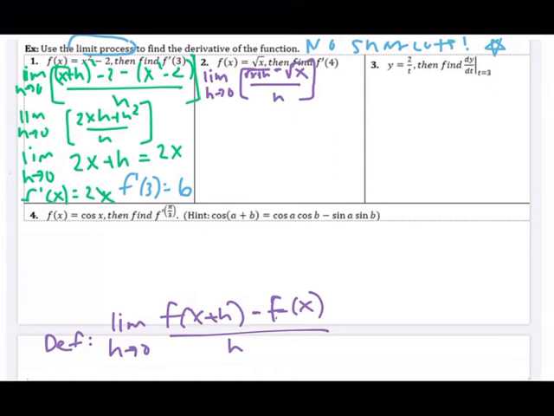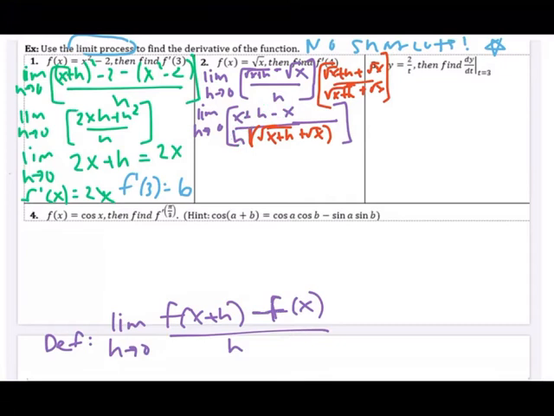So the setup: the limit as h approaches 0 of the square root of x plus h minus the square root of x, over h. Right now, if we tried to use direct substitution, we would get indeterminate form, which means we need to use some sort of algebraic tool to help us here, and that's going to be conjugates. So you're going to go ahead and multiply the numerator and the denominator by conjugates and then simplify. So that's going to give us the limit as h approaches 0 of x plus h minus x, just using the difference of squares when I multiply those conjugates, over h times that conjugate.